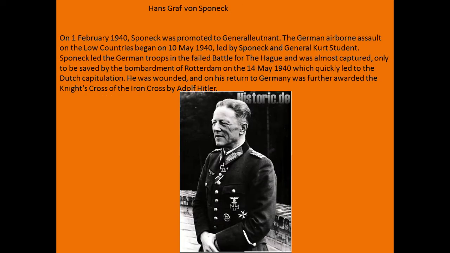Hans Graf von Sponeck. On first of February 1940, Sponeck was promoted to Generalleutnant. The German airborne assault on the Low Countries began on 10th of May 1940, led by Sponeck and General Kurt Student, which is another commander. Sponeck led the German troops in the failed battle for The Hague and was almost captured, only to be saved by the bombardment of Rotterdam on the 14th of May 1940, which quickly led to the Dutch capitulation. He was wounded, and on his return to Germany was further awarded the Knight's Cross of the Iron Cross by Adolf Hitler.